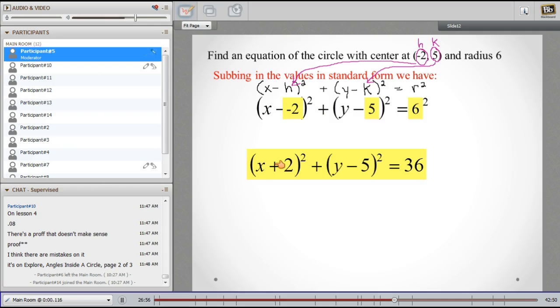And then we have y minus 5, and 5 was positive, so that usually doesn't give us any trouble. And then don't forget over here that it's r squared, so if your radius is 6, you want to square that. And 36 would be what you put there in your final. So this would be your answer if the question said, find an equation of a circle with center at -2, 5, and radius 6. Okay, so the whole entire equation is your answer. Okay?